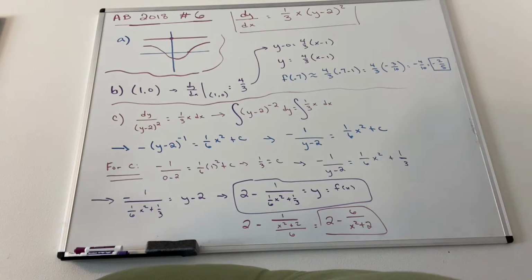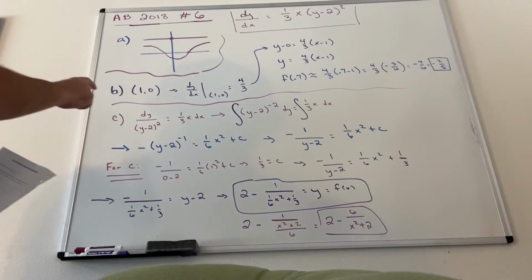Part B: let y equal f of x be the particular solution to the given differential equation with initial condition f of 1 equals 0. Write a tangent line equation at x equals 1 and then use it to approximate f of 0.7. We've definitely done this before. You know your coordinates, (1, 0).